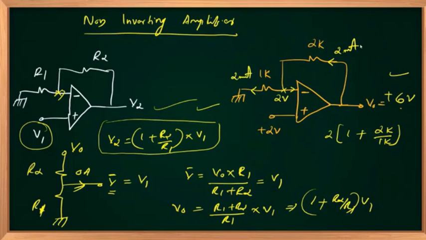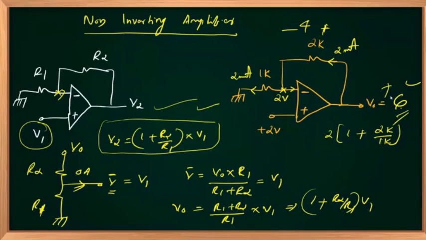It's quite simple. And you are dropping a 2 into 2, 4 volts. Right? And if you are subtracting 4 volts from output, how much you should get? 2 volts. So if you are subtracting 4 volts from output, you should get 2 volts. So output is nothing but 6 volts. You need not apply the formula.